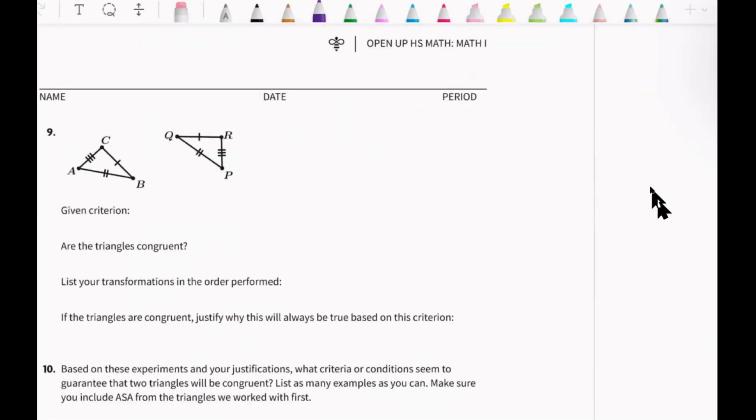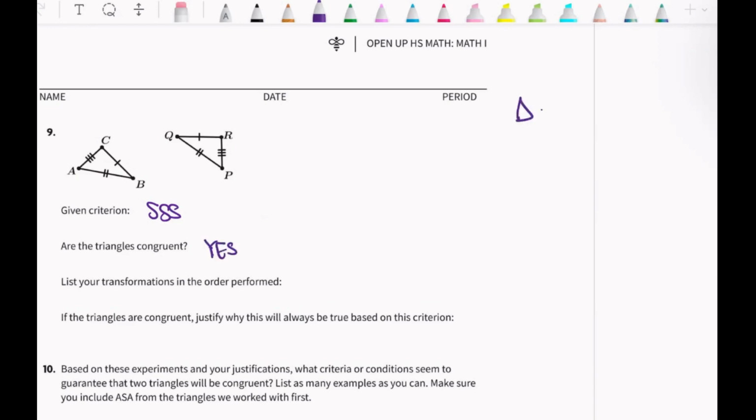Here's the next one. I'm going to have you do this next one. And which one is this? What criteria would you call this? Yeah, this would be considered SSS. Are these two triangles congruent? And the answer is yes. So let me go through this.